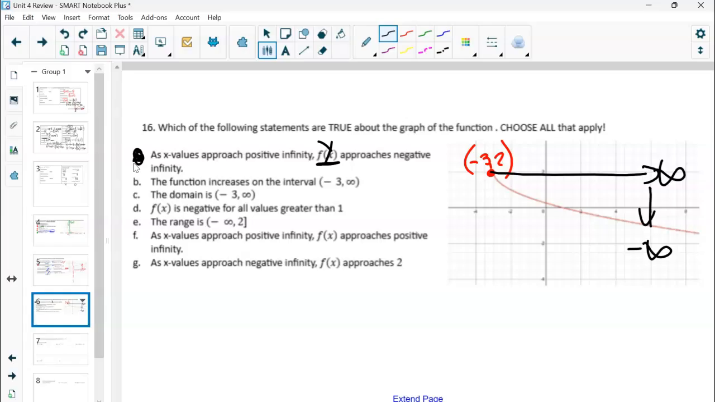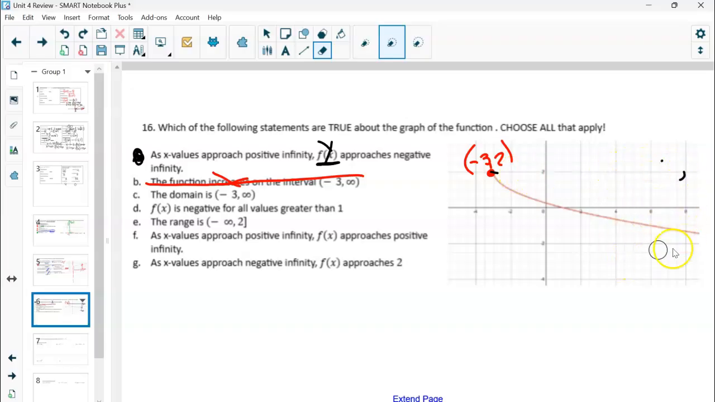Now, the function is increasing on the interval of -3 and positive infinity. Right there, I'm going to stop and say, is this function increasing? It's the first question. No, it is traveling down. So this is not a true statement. So right there, I'm not even going to bother trying to figure out the values because I know this function is decreasing, okay? D, f of x is negative for all the values that are greater than 1.